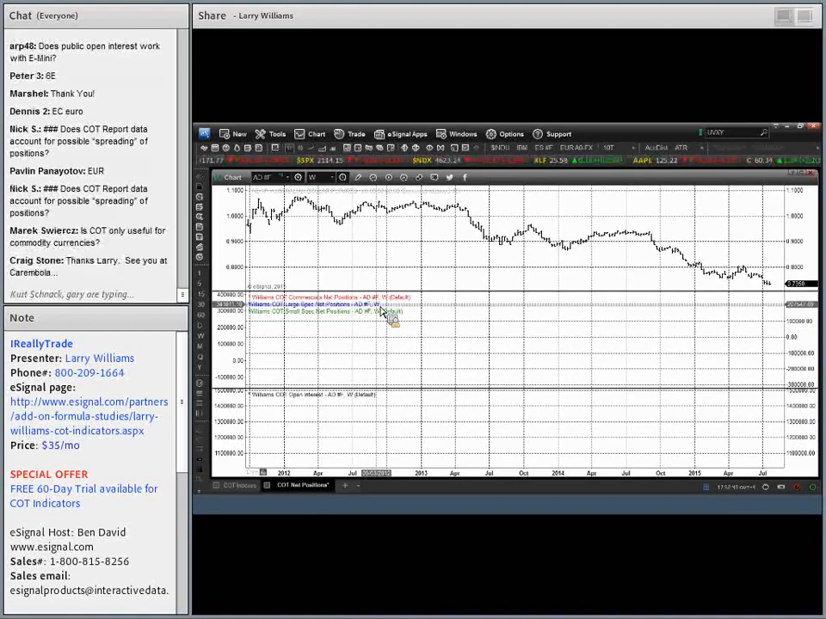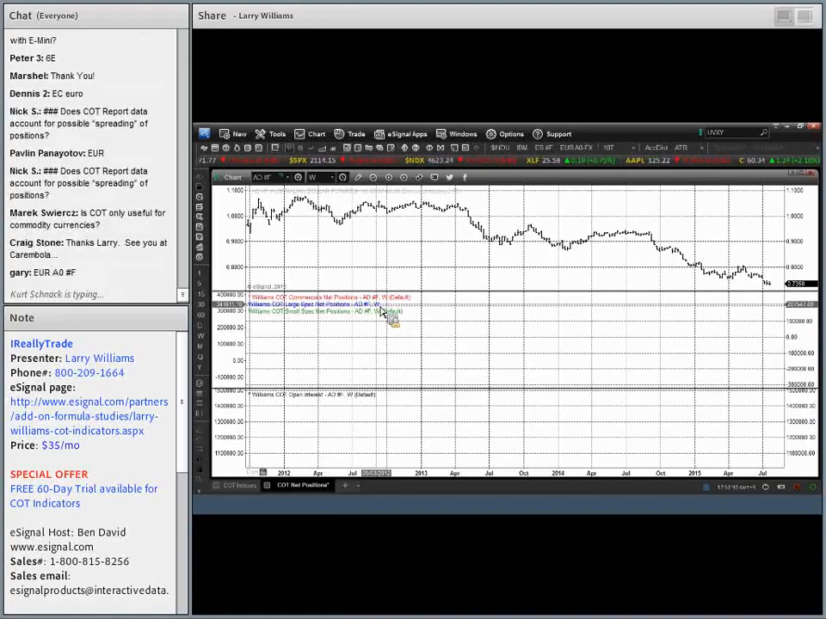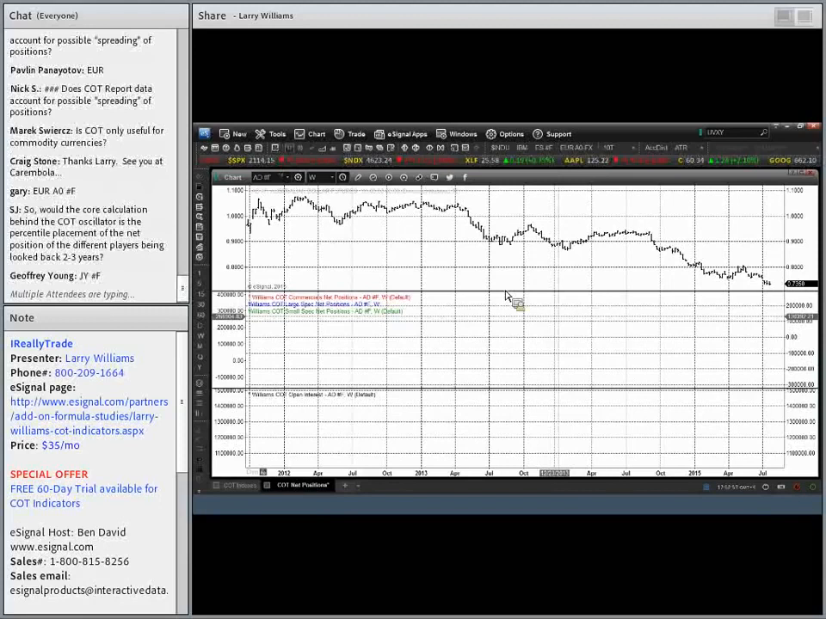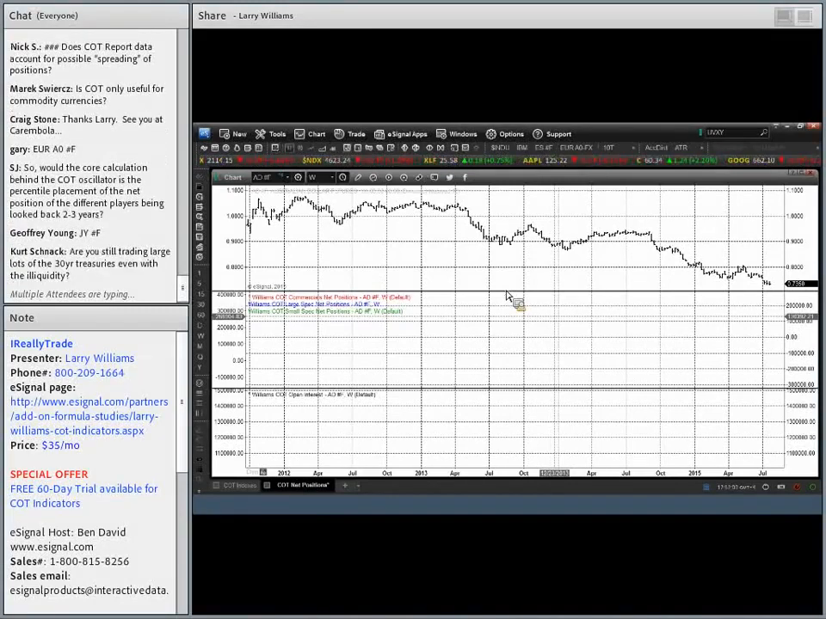And we're just waiting for it to populate. Yeah, it should be online. So here's a question. Would your core calculation behind the COT oscillators be a percentile placement of the net positions? All I'm really looking for in all of the COT stuff is to see when there's a preponderance, a bias one way or the other. So the indicators can do that. I don't know why we're not getting it to populate.